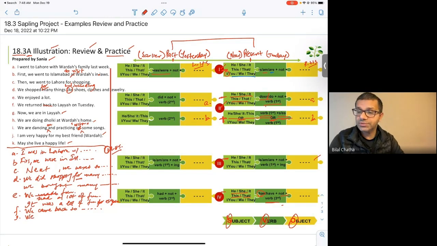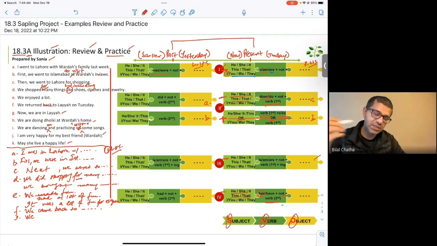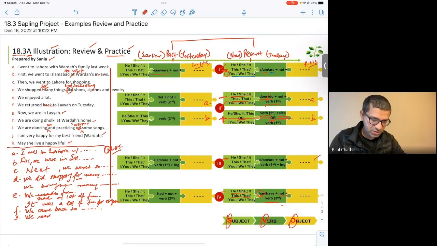Now, at what time did you reach Laya? Let me ask you this. Sir, at 1 a.m. Okay, so let's say that. And on which day did you come back? Do you remember? Sir, on Tuesday. Okay, so we reached Laya on Tuesday at 1 a.m.